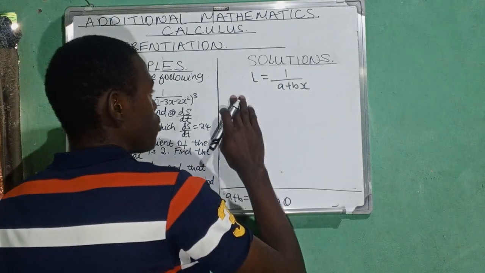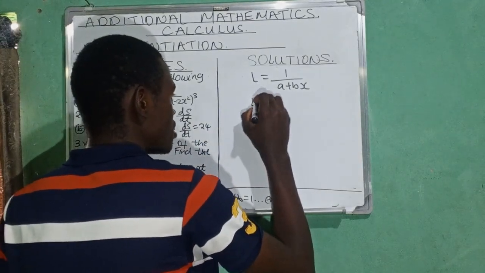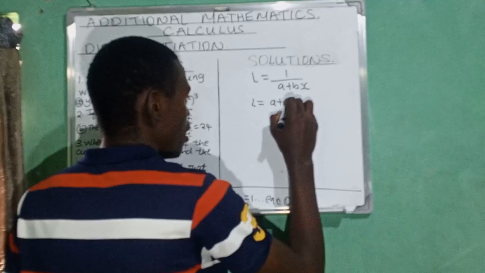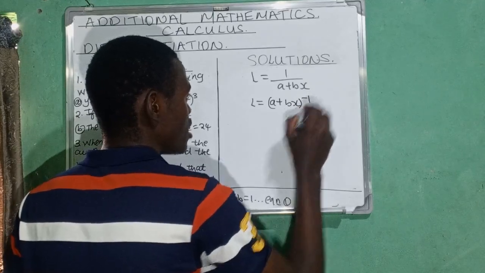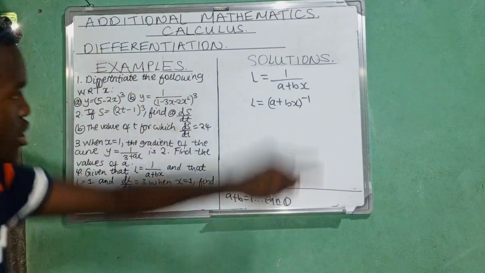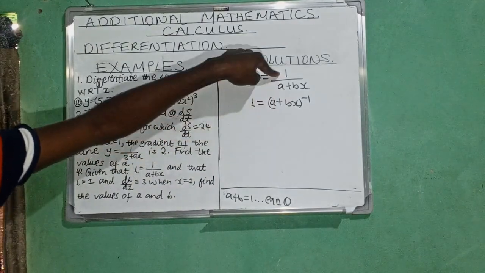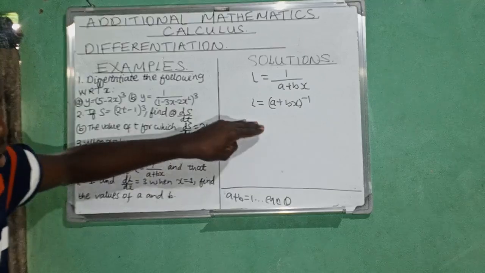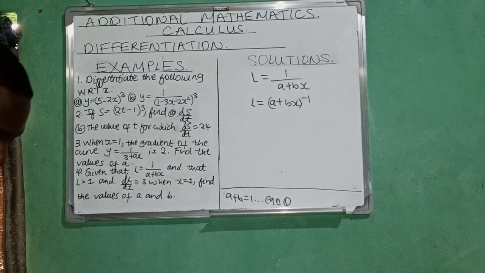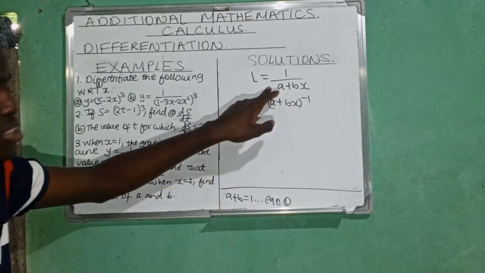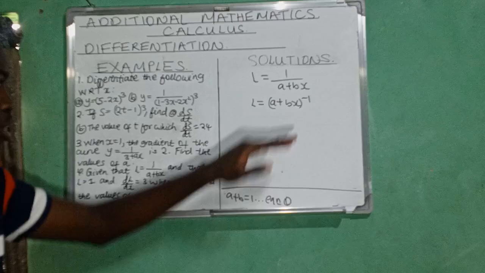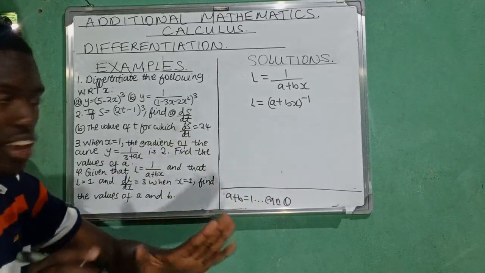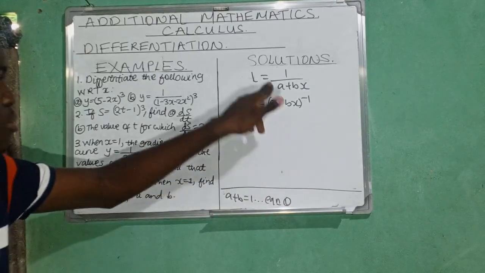So I'm not changing anything, I'm just writing L in another way: A plus bx to the power negative 1. What have I done? I've taken this up there so that it can become in a linear form, because we cannot differentiate it when it's in this fractional form. So I just took it up, I haven't changed anything. This is the same as that.